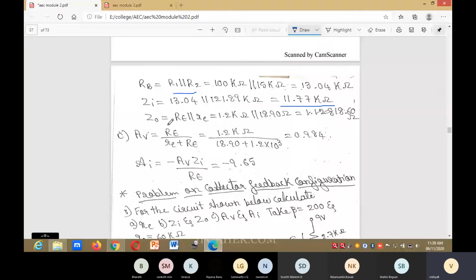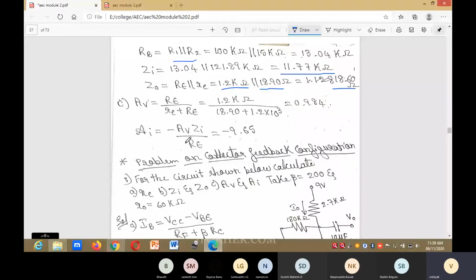Z0 is equal to what? Z0 is equal to RE parallel with small re. You need to remember the formulas. So many formulas are there. You need to remember according to the topic. 1.2 kilo ohm parallel with 18.90, you will get 18.60 ohm.